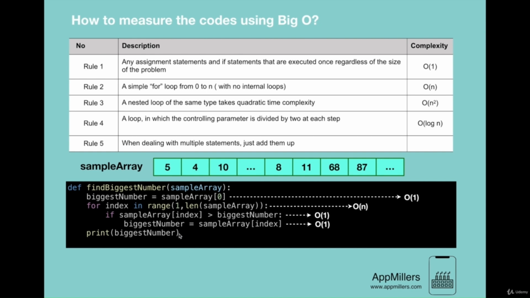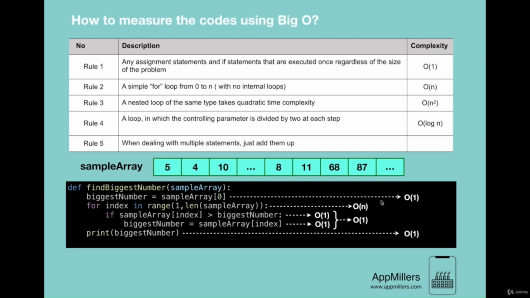Then finally, we have a print statement here, which takes constant time complexity as well. Now we need to sum up these complexities together. First, we will start from here. The sum of these two time complexities will give us O(1), because when you sum them up, it will be 2O(1). Then we can remove the constant, and we will get O(1).